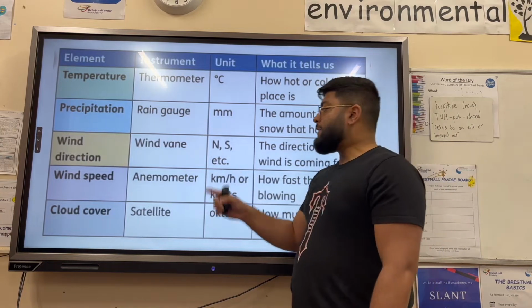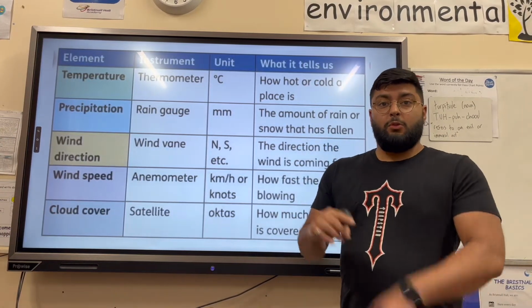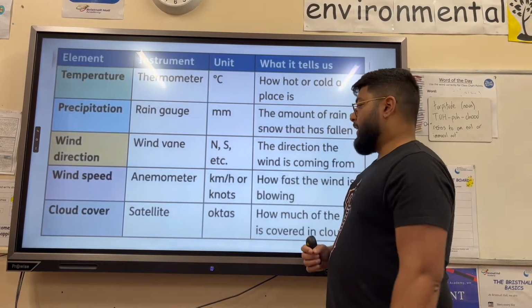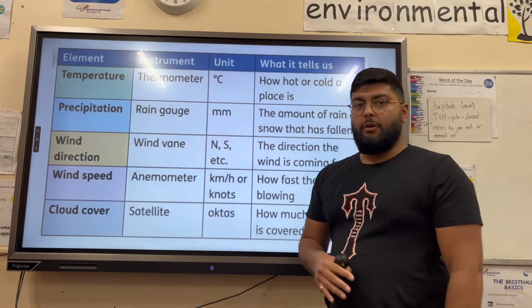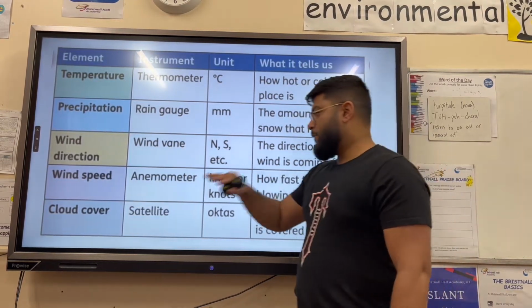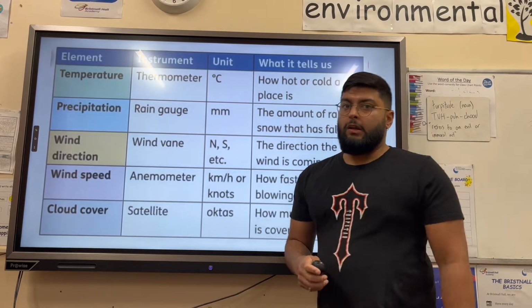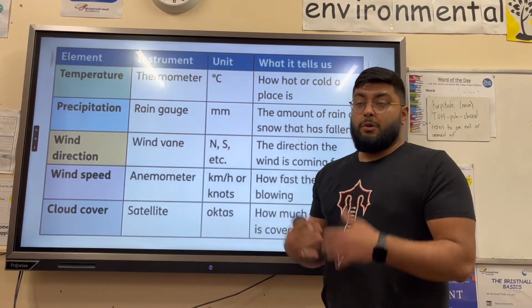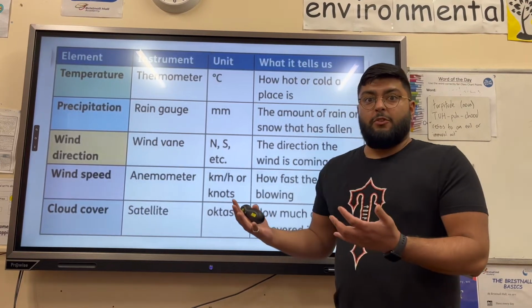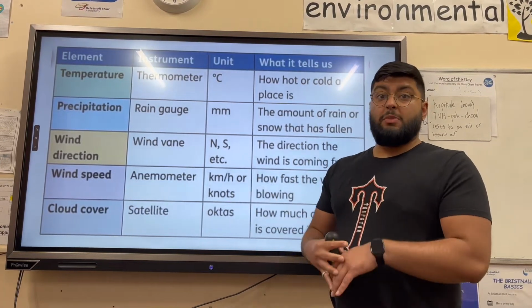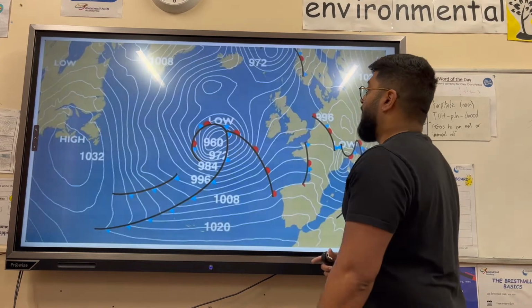We can measure wind speed using an anemometer, which is like little cups that spin and measure the wind speed in kilometres per hour or sometimes knots. And then finally, cloud cover. We can use satellites to measure cloud cover in oktas. 1 okta would mean that there's not much cloud cover, it's pretty much a clear day. 8 oktas would mean that we've pretty much got full cloud cover.